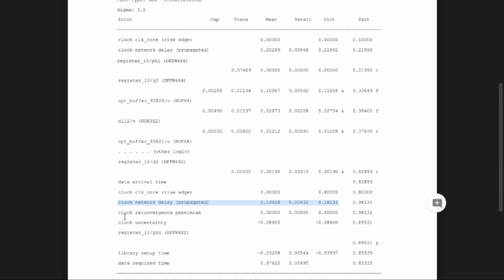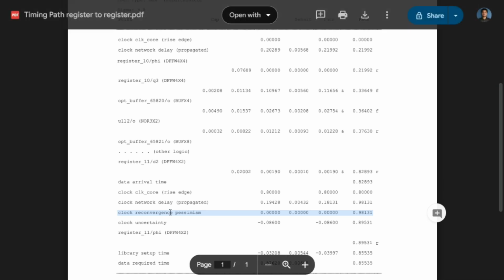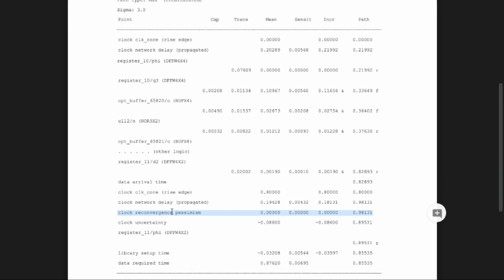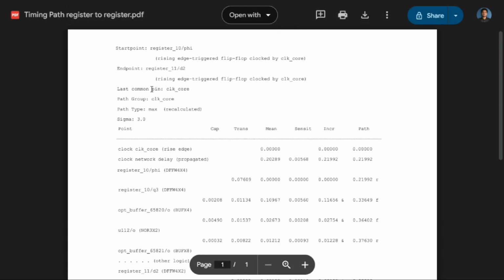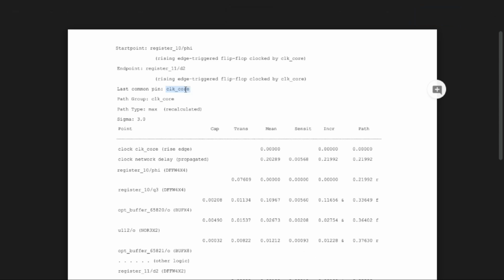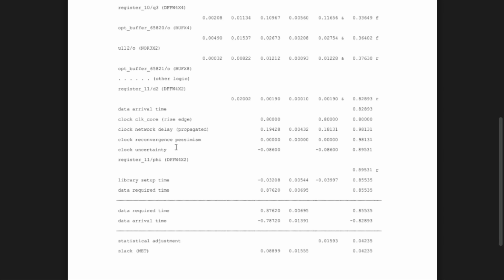And then some other parameters are also given here, something called clock reconvergence pessimism removal. We have understood what this parameter is in our previous video. So this is basically common path pessimism. In this case, you see that I have already told you that the last common pin is basically the clock definition point itself, or the port. Because of that, there is no common path, right? So that's why there is no pessimism that's being removed.